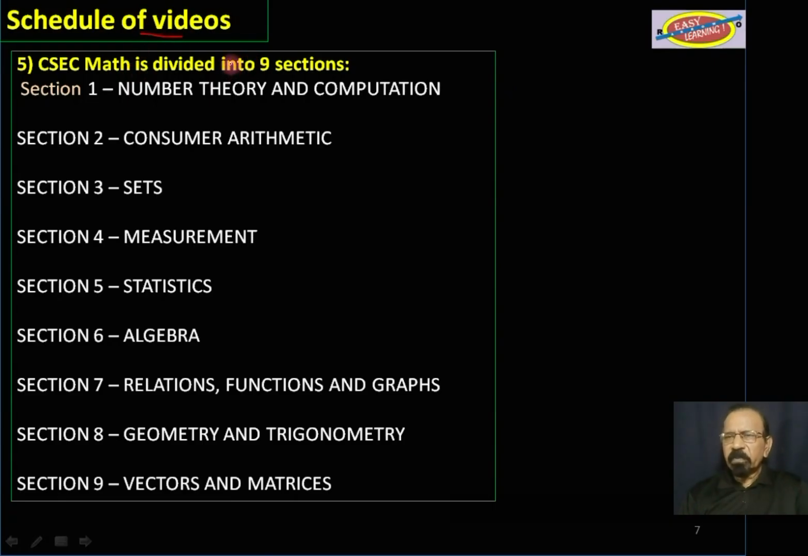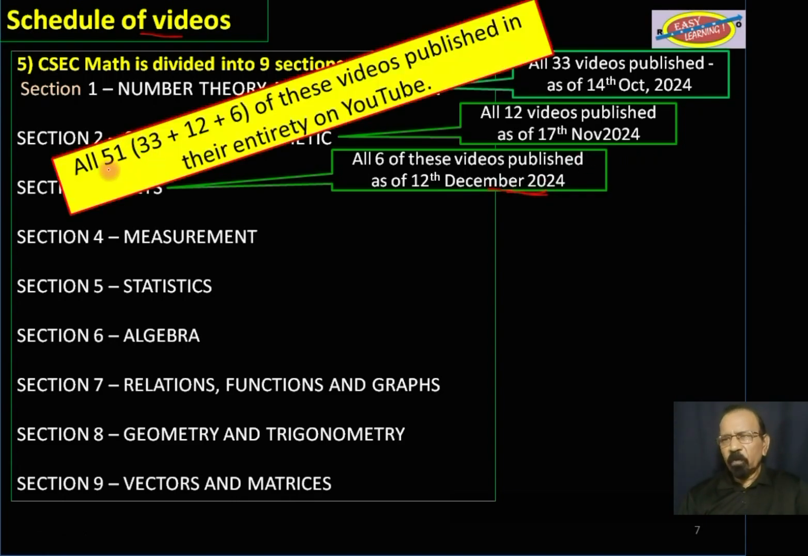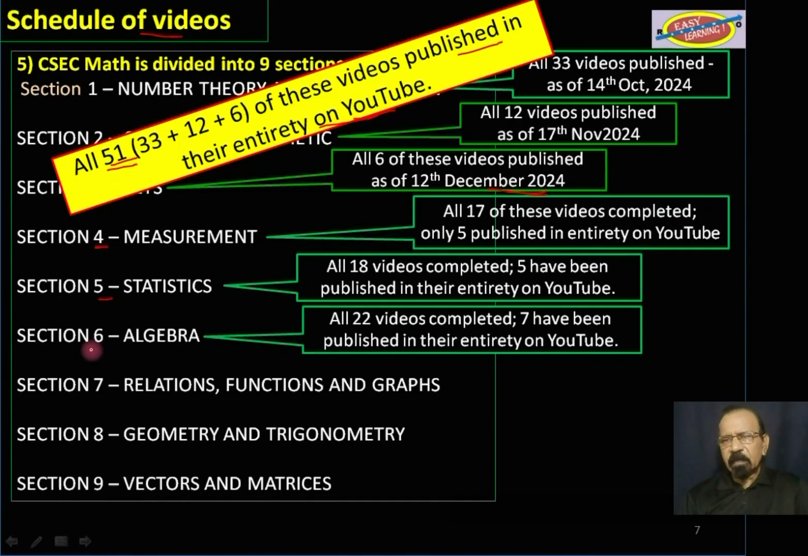As you already know, sections 1, 2, and 3 have all been completed and published on YouTube in their entirety as of December 2024. All 51 of these videos have been published in their entirety on YouTube, the complete videos. Then sections 4, 5, and 6. Some of these videos have been published in their entirety on YouTube, the others only partially.